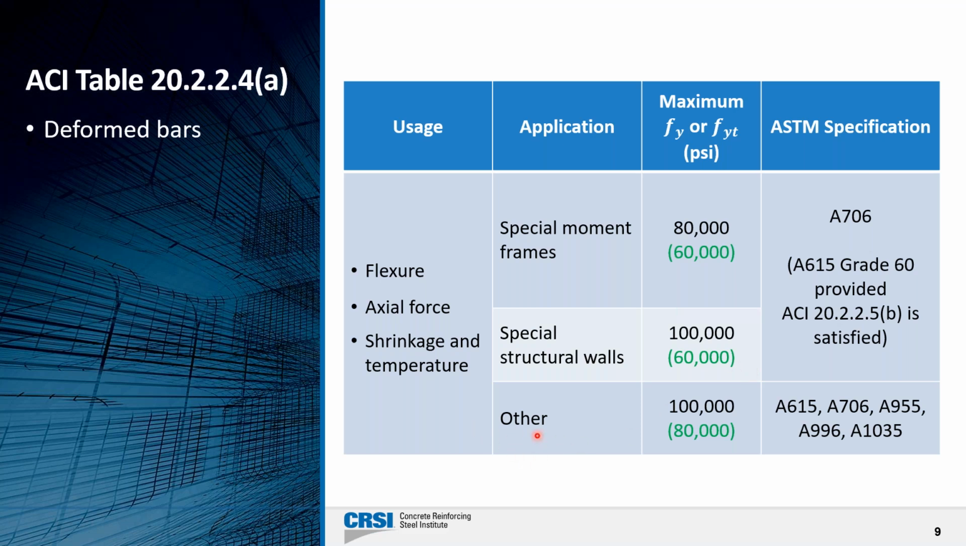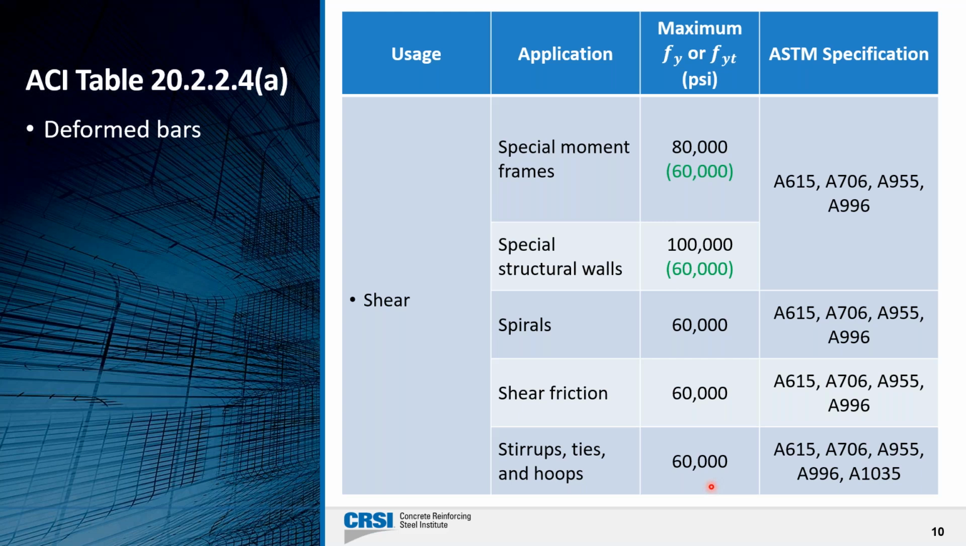So going from grade 60 to grade 100 really helps out in the overall constructability of those elements. In any other case, other than our special seismic systems, we're now permitted to use grade 100 as well. And grade 80 was what was the limit before. So you can see we've had some significant changes with respect to usage in flexure and axial force.